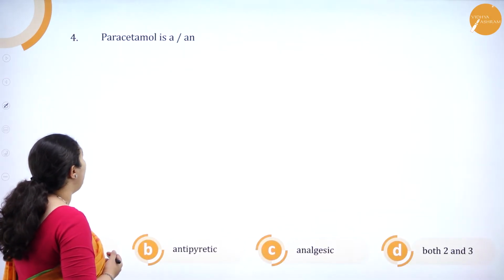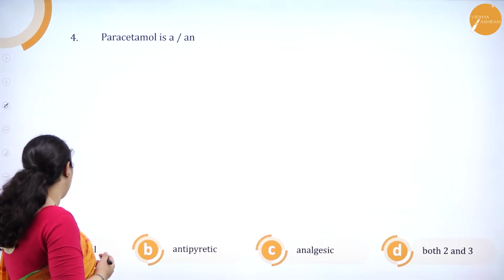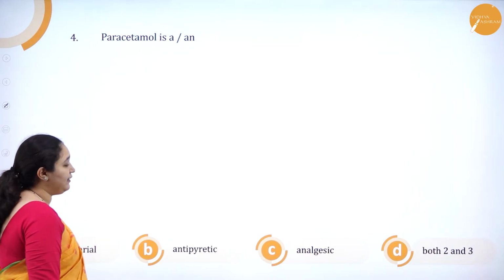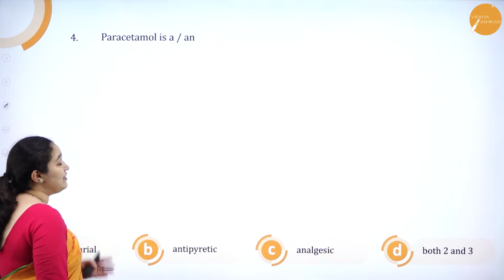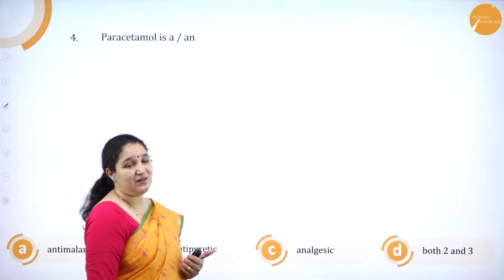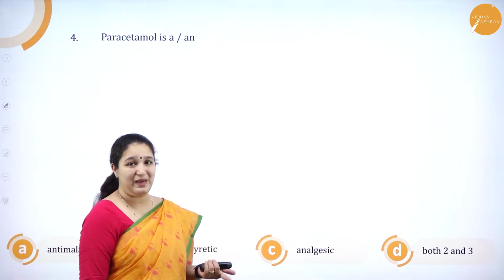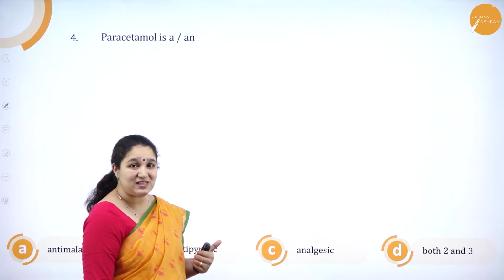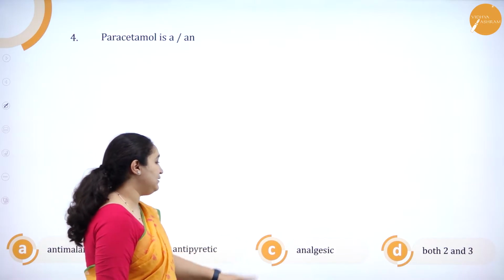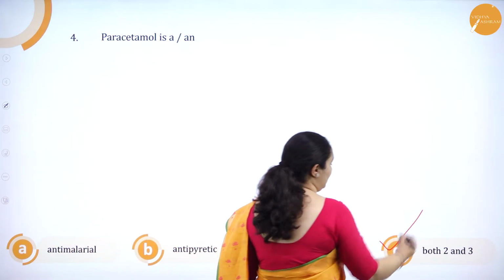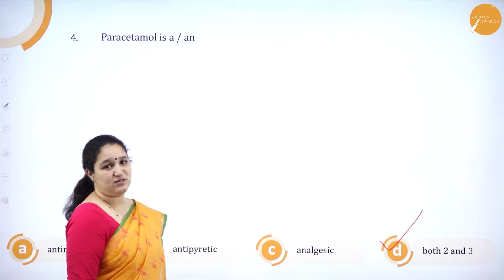Next question. Paracetamol is an anti-malarial, antipyretic, analgesic, both 2 and 3. Of course, paracetamol is used for fever as well as it is used as painkiller. So it is an analgesic as well as an antipyretic. So it is both 2 and 3. So option D is the correct answer.